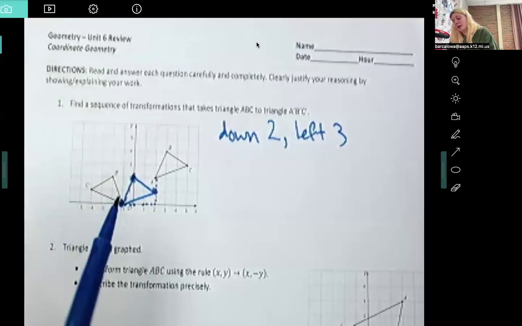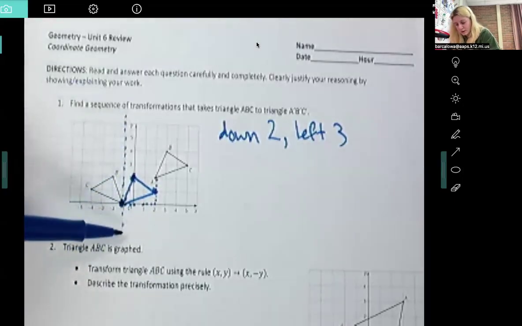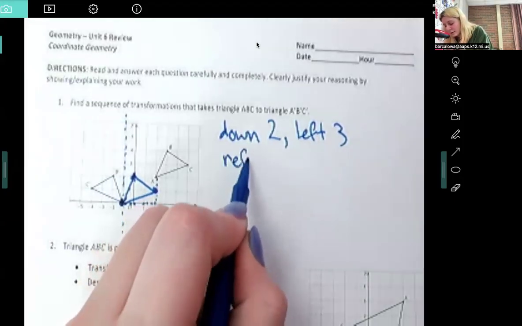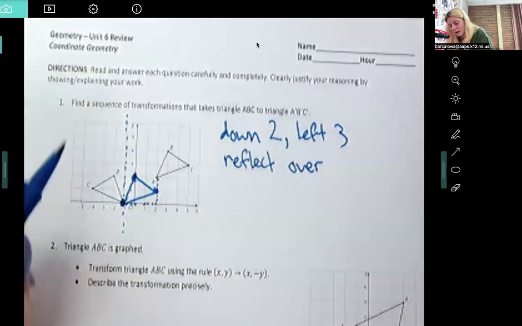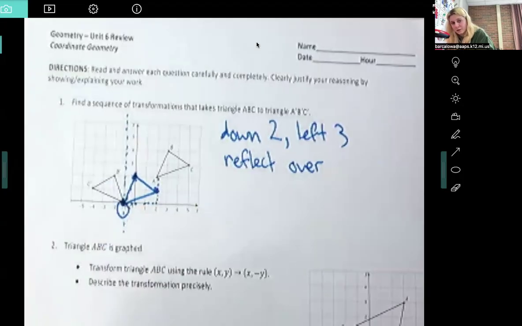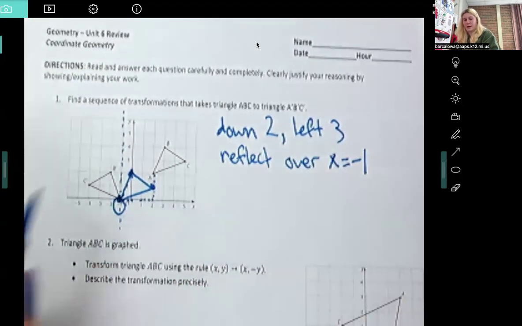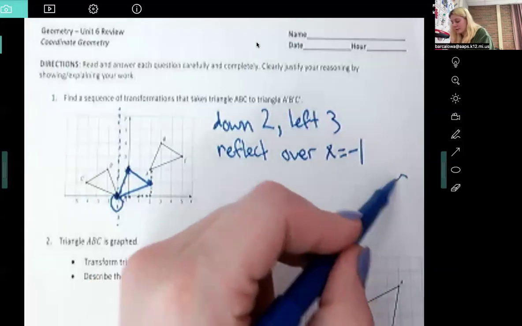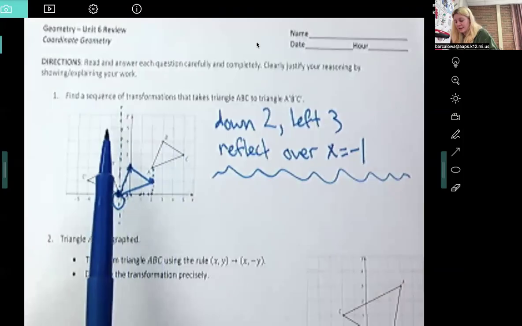Reflect, definitely. Okay? I'm going to reflect over this line. See that? So let's reflect over x equals -1. That's the line. X equals -1. Okay, that should take me there. Okay, alternatively, we could have reflected over the y-axis first.